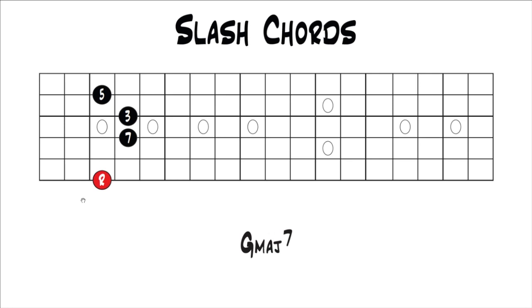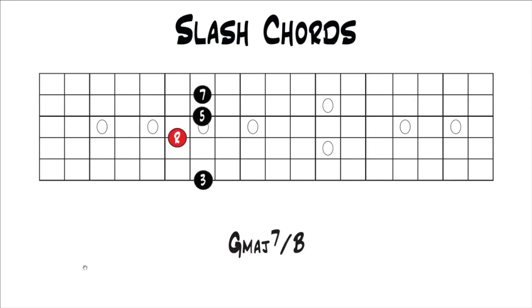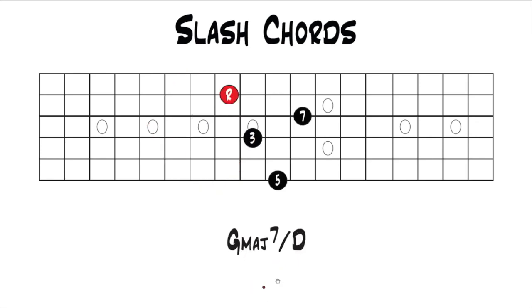If we were to look at drop 3 G major sevenths, this is in root position obviously, so this is not a slash chord because your lowest note is the root. But first inversion would technically be called a G major 7/B, because this is a G major 7 chord and the lowest note is a B. Second inversion would technically be called G major 7/D, because this is a G major 7 chord and the lowest note is a D, so that's why it's called a G major 7/D.